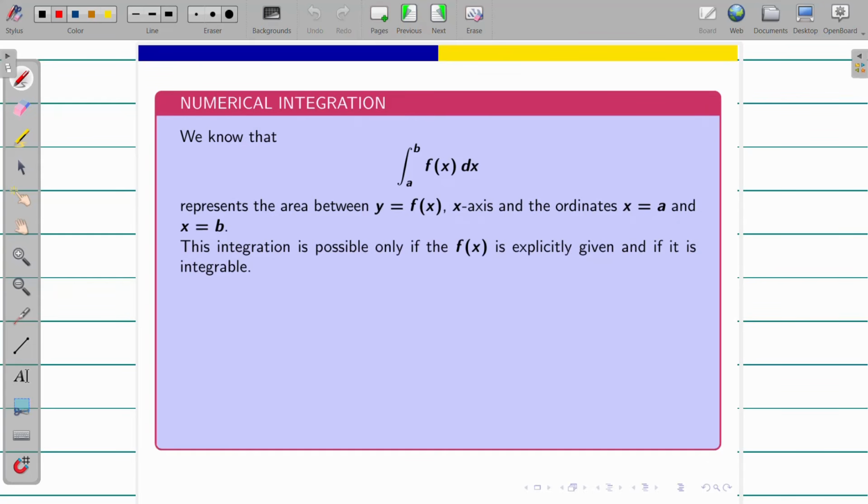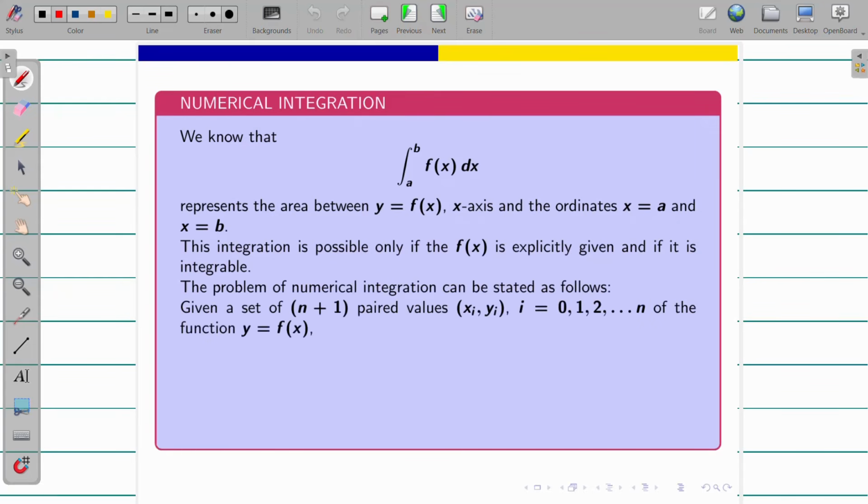The integration is possible if the function is exactly integrable. But here we are not going to do it analytically. We are going to do it numerically. Here there will be n plus 1 pairs of values: the x values x naught, x1, x2, etc. up to xn, and similarly the y values y naught, y1, y2, etc. up to yn. That's why we call it n plus 1 pairs.